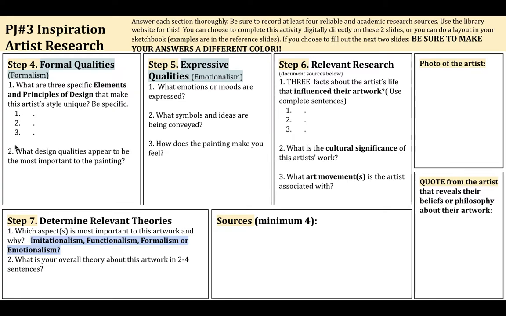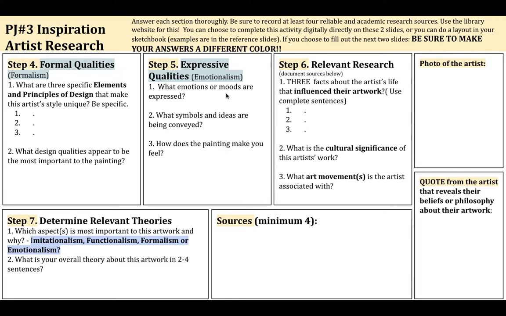Or the last choice, emotionalism, right here, step 5. Is it the emotion and the symbols and the ideas and how the artist feels and how they make you feel? Is that the most important part when you're looking at this artwork?